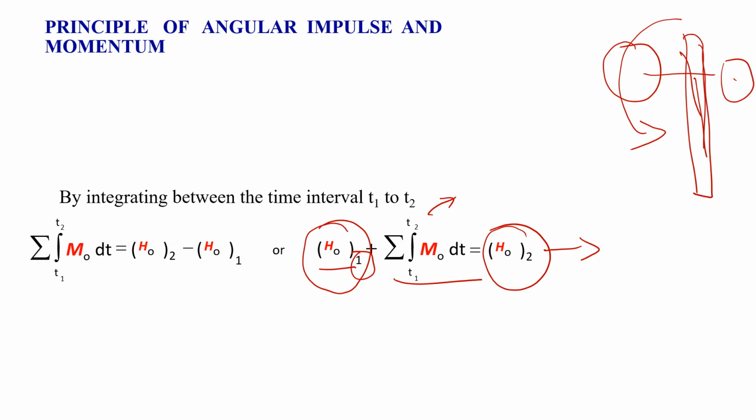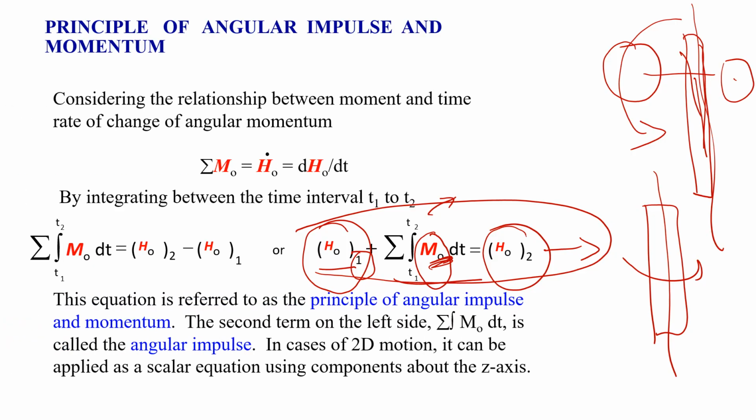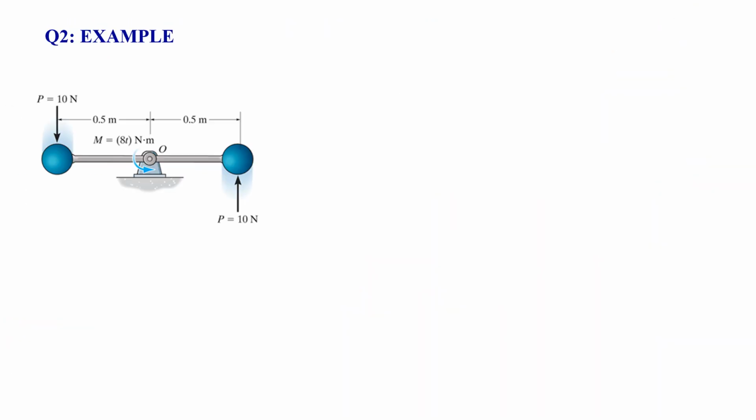And then this one is the moment. If this is the axis about which it's rotating, moment means force multiplied by the perpendicular distance. Although this is a vector, you are just considering planar motion. Maybe it is rotating about this axis, so it becomes a planar motion problem, not a three-dimensional motion problem.